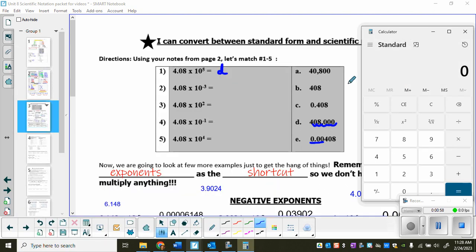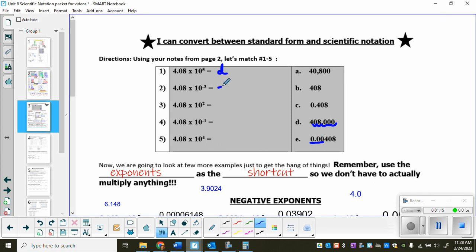There we go. We could still do the 10 to the negative 3, you guys know is 0.001. And if I multiply that times 4.08, this is the answer we get. So again, the shortcut here is just being able to look at the negative 3 and see those 3 zeros to the left. So this one matches up with E.